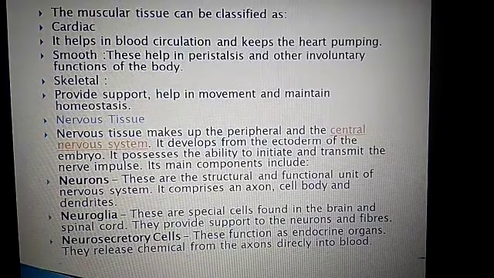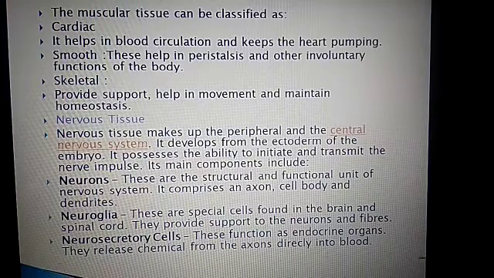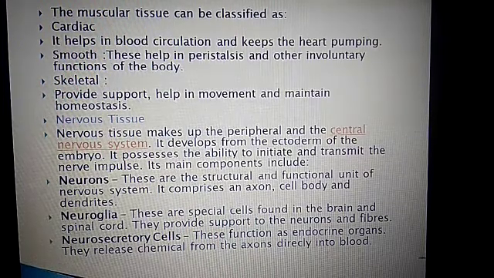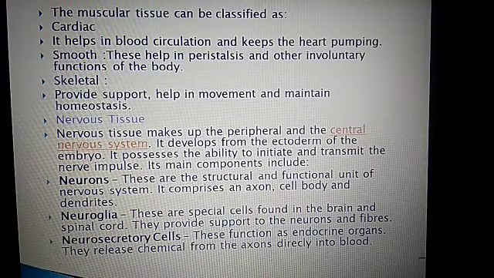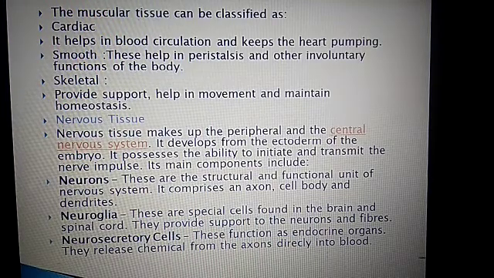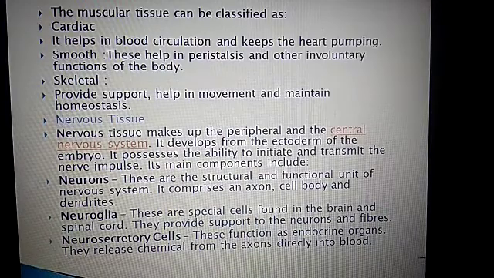Muscular tissue is again classified into cardiac tissue, smooth tissue and skeletal tissue. Cardiac muscle helps in blood circulation and keeps the heart pumping. Smooth muscle tissue helps in peristalsis and other involuntary functions of the body. And skeletal muscle provides structure and support, helps in movement and maintains homeostasis.